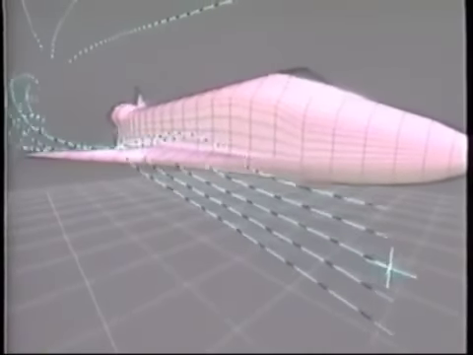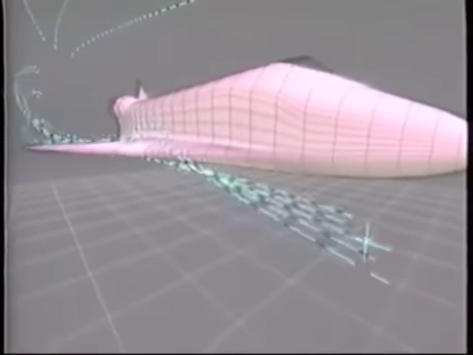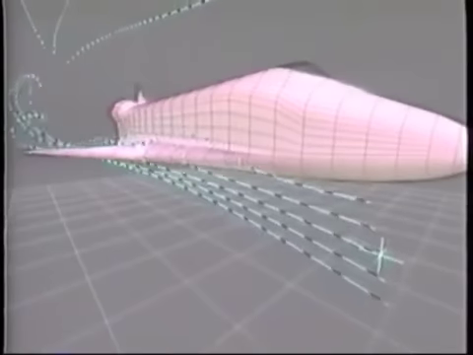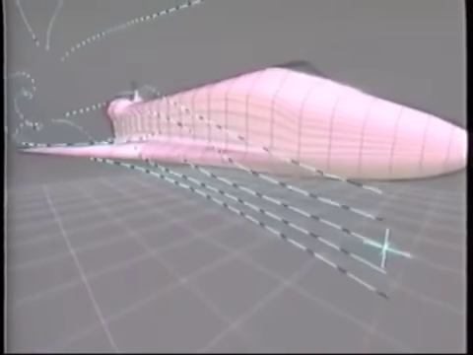Some go above the wing and are caught up in the wingtip vortex. Others are caught up in the wing root vortex. And others go completely under the wing. We can scale the data and then walk around inside the vortex, examining its structure in detail.